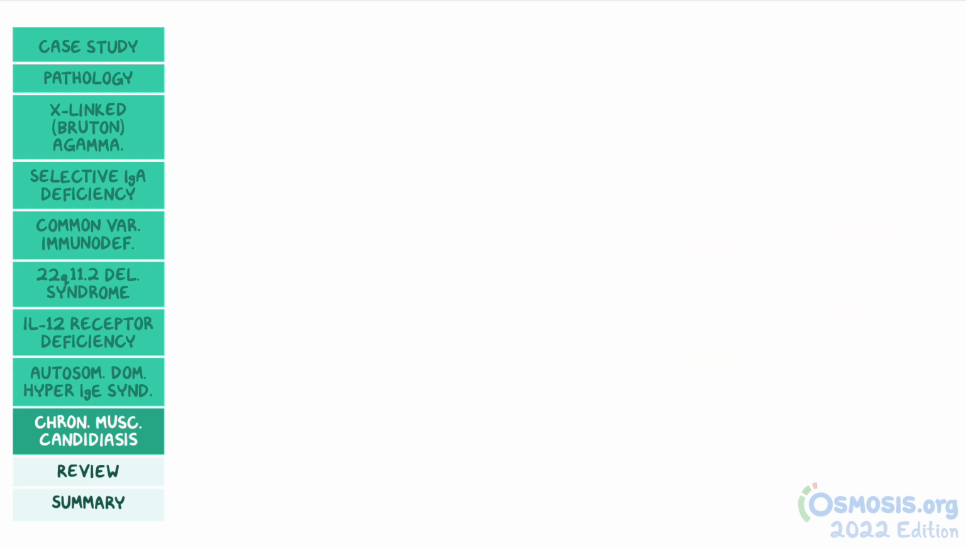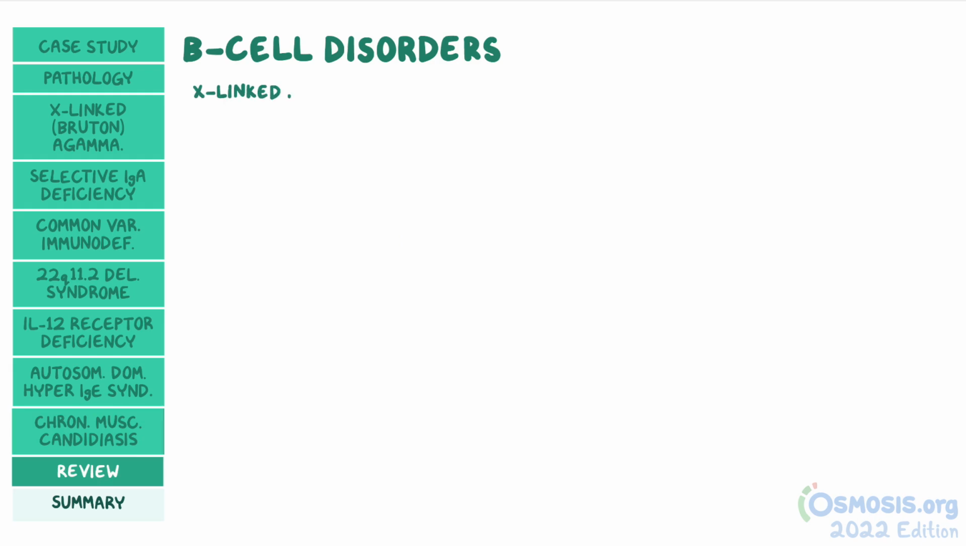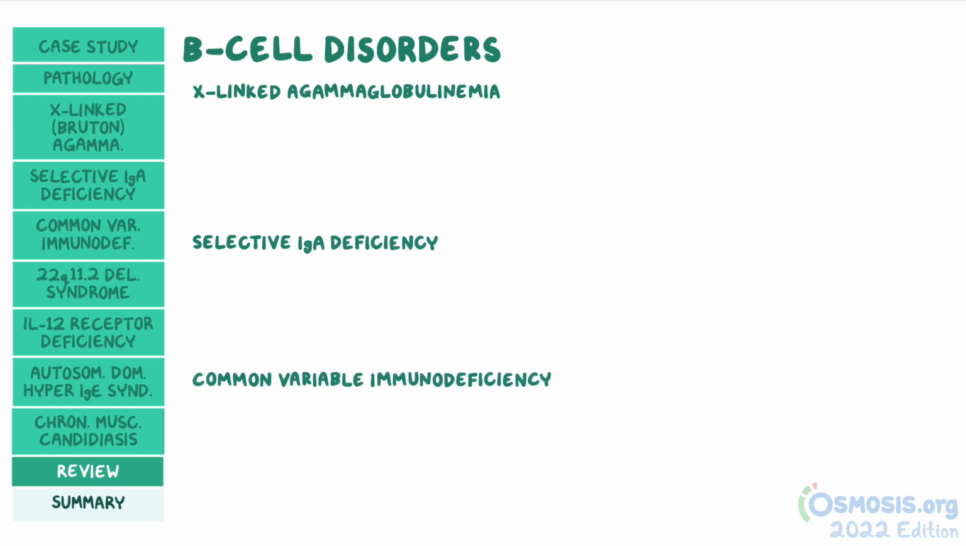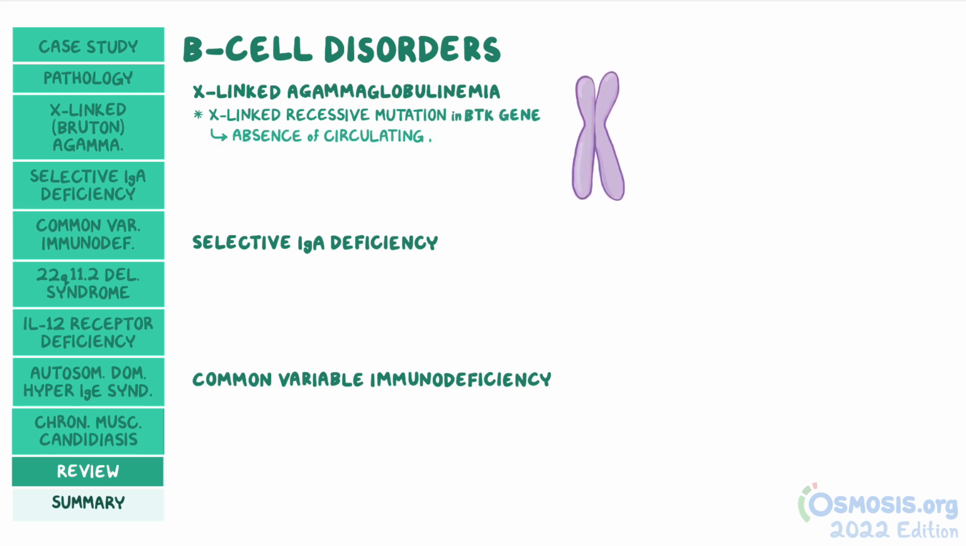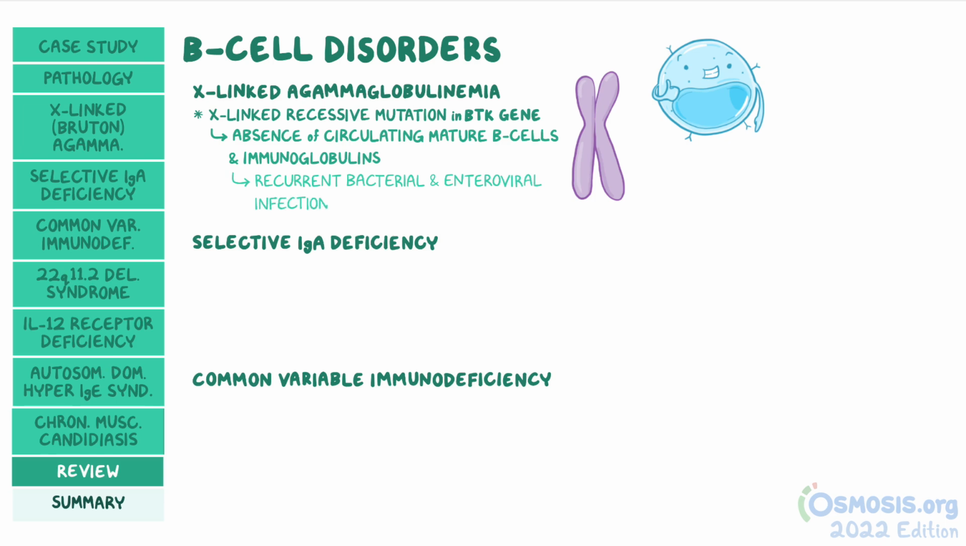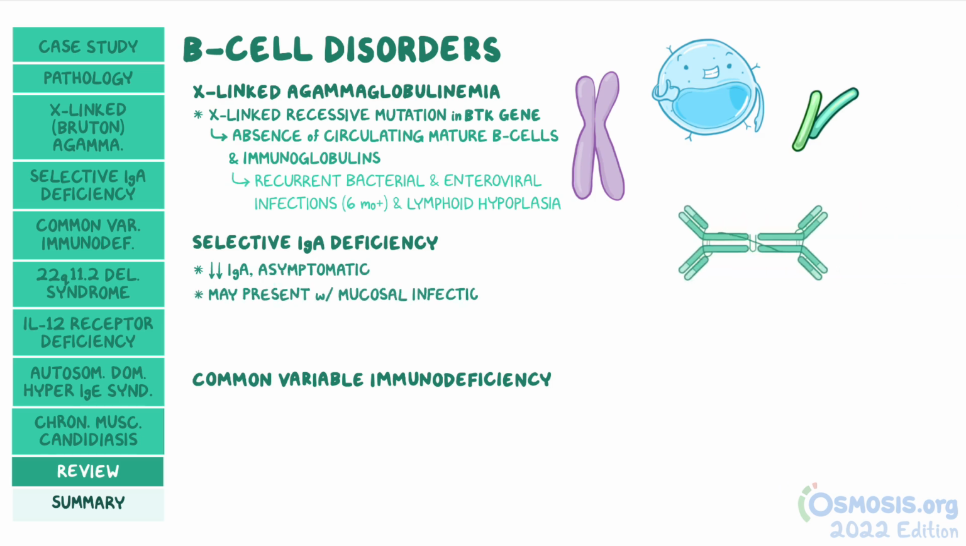Alright, as a quick recap, B-cell disorders include X-linked agammaglobulinemia, selective IgA deficiency, and common variable immunodeficiency. X-linked agammaglobulinemia is caused by an X-linked recessive mutation in the BTK gene, which results in the absence of circulating mature B cells and immunoglobulins, leading to recurrent bacterial and enteroviral infections after 6 months of age and lymphoid hypoplasia. Selective IgA deficiency is characterized by low levels of IgA and is usually asymptomatic but may present with mucosal infections, autoimmune diseases, atopy, and anaphylactic reactions to IgA-containing blood products.